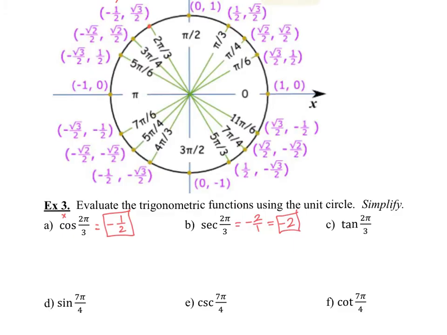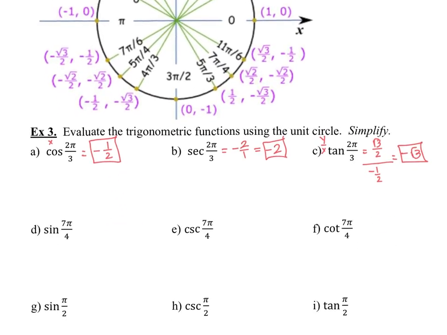Okay, the last one's tangent of 2 pi over 3. Tangent, if you recall, is y over x. So let me look back at 2 pi over 3. At 2 pi over 3, the y is √3/2, and the x is -1/2. The 2's do cancel, and I'm left with the negative and the square root of 3 as my simplified answer, and you should always simplify your answers.